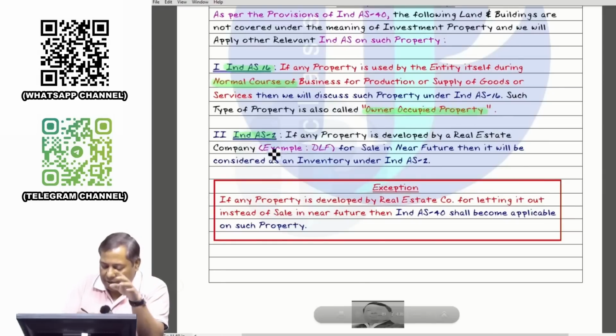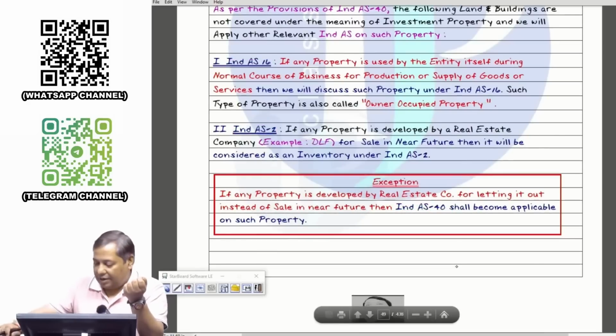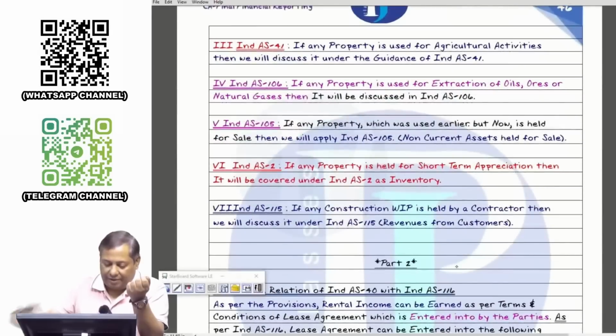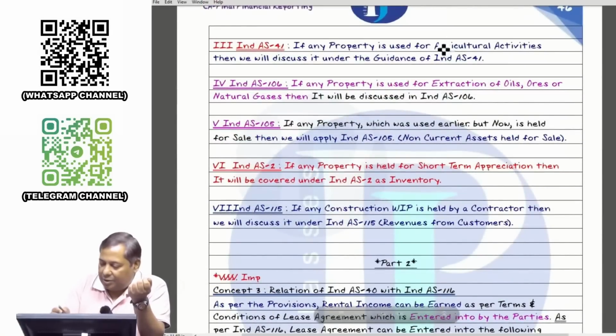For Ind AS 2, I gave you an example of DLF. Okay. One exception was written that if property is developed by a real estate company and it needs to be let out, then use Ind AS 40. Check more of the 7 examples I told you. In agriculture, we will use Ind AS 41. While in extraction of oil, 106 is used. If a non-current asset is held for sale, 105 is used. In short term, then Ind AS 2 will be applied. In construction WIP, Ind AS 115 will be there.